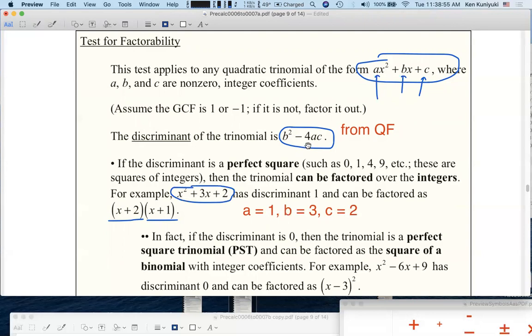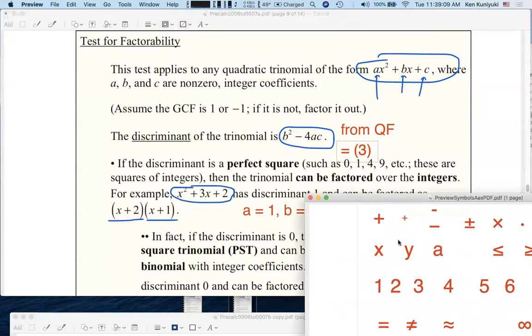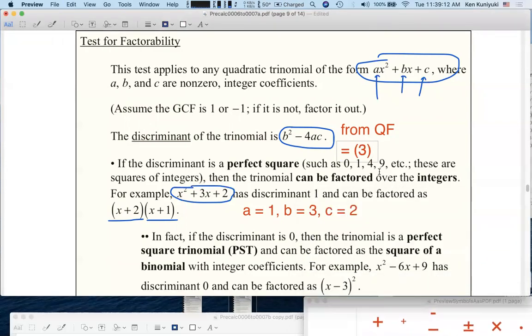So let's now work out the discriminant. The discriminant is b squared minus 4ac. So this is going to be, b is 3, and we're going to square that. So 3 squared minus 4, a is 1, c is 2, all right? And if you work this out, 9 minus 8 is 1. The discriminant turns out to be 1.